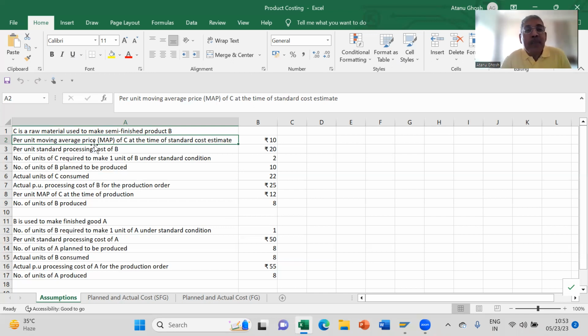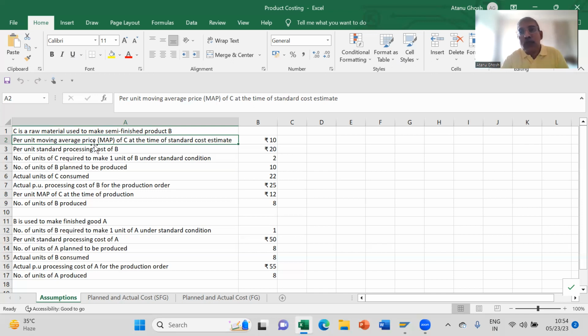Now, what does this phrase "at the time of standard cost estimate" mean? Very soon we'll see that this moving average price of C, which is an input material, will be used to calculate the standard cost of B, because B is produced from C. So the cost of C must go into the standard cost of B. However, how can we calculate the standard cost of something when the input cost of that is varying? And you cannot have the standard cost of something varying every other day, because then the meaning of standard cost is lost. Standard means there's a fixed value, and then against that you are measuring the actual value.